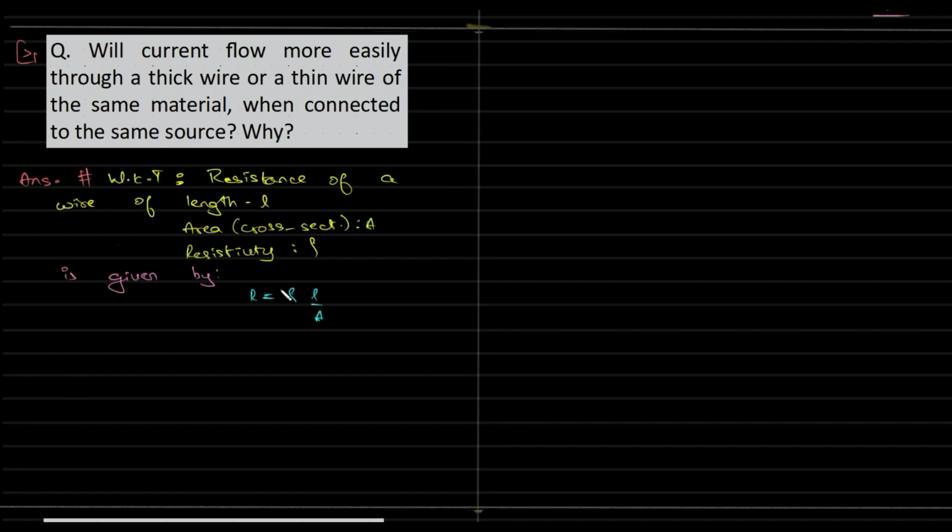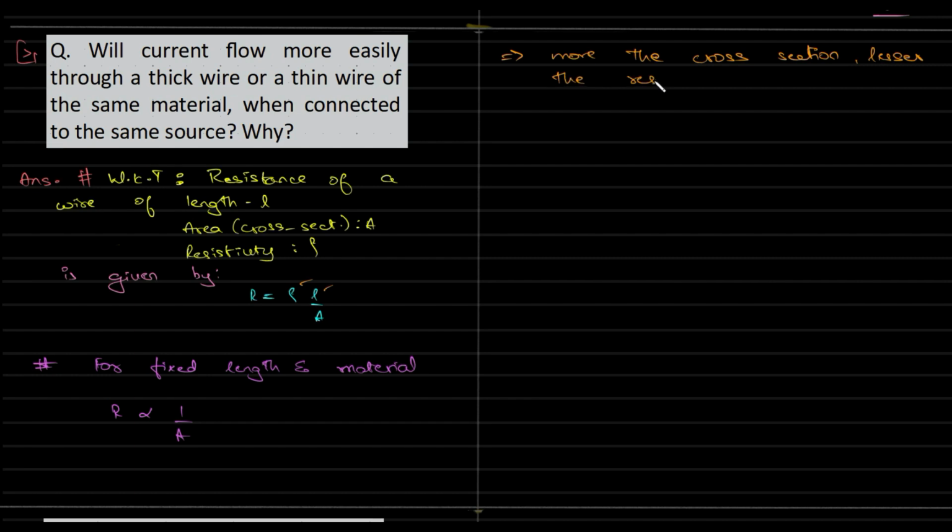So they're asking for a fixed resistivity and length, right? How is resistance related to area of cross section? That's what indirectly they're talking about. For fixed length and material, R is inversely proportional to area. Is it not? If I fix these two quantities, as and when you change area of cross section, resistance will change. This implies the more the area of cross section, the lesser the resistance. And this is basically your answer.